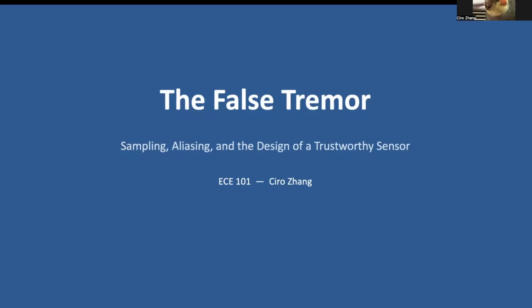Okay, hi, my name is Cyril Zhang, and today I'm going to talk about how a cheap vibration sensor can be fooled into reporting fake structural tremors and a way we can fix these issues.